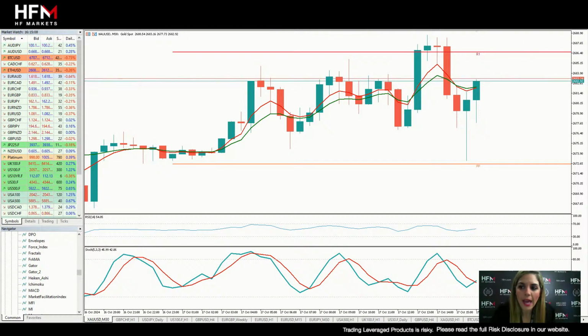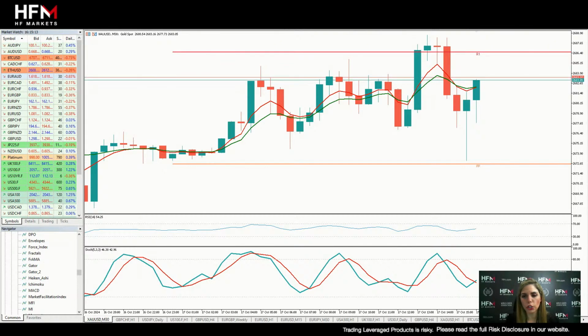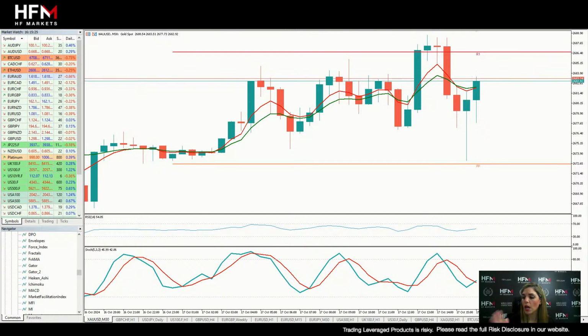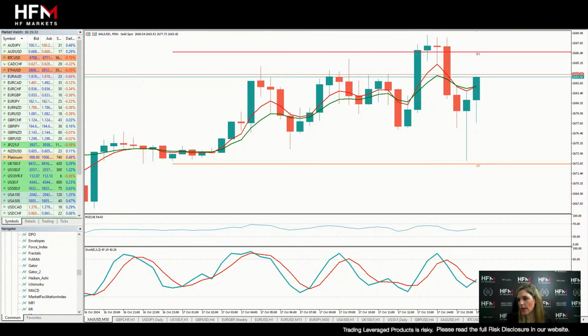But another strong NFP could actually push the Fed to surprise us in November and keep the rates unchanged. I think that if I check the Fed Watch right now, I will see that the no change scenario has increased in odds, in probabilities.